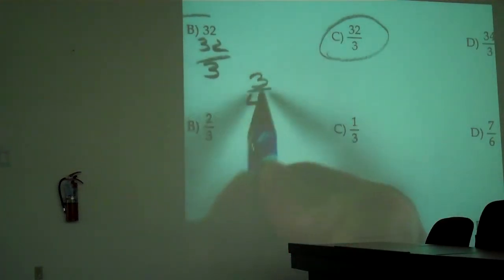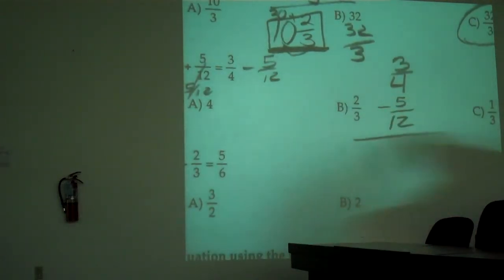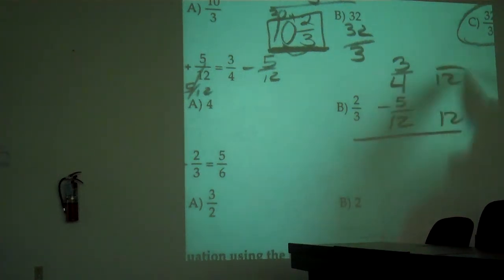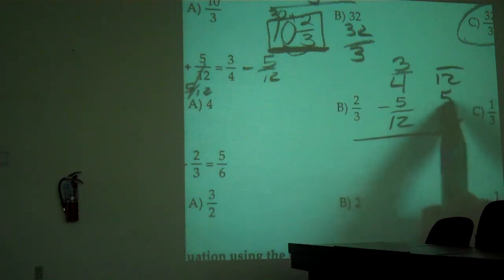You need to get a common denominator. 3/4 minus 5/12, right? 12 is your common denominator. This stayed the same, so this stays the same.